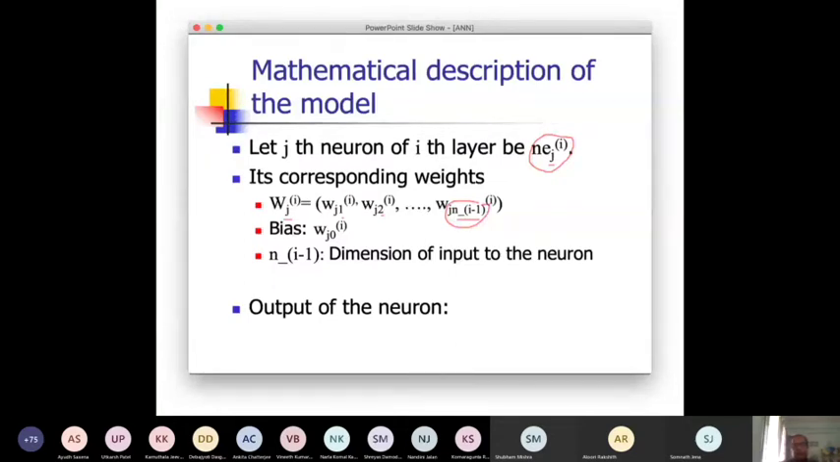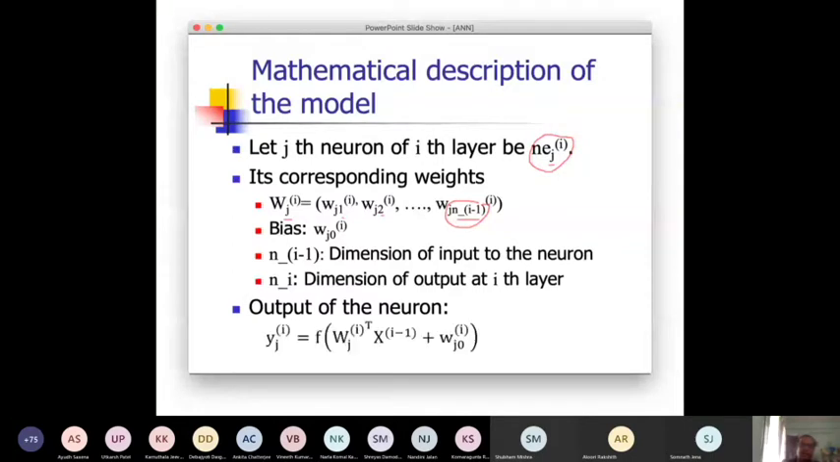And this is the dimension of input to the neuron. Because the input is coming from the previous layer, the number of nodes in the previous layer is n_(i-1). So naturally, the input dimension is n_(i-1). Similarly, the dimension of output at the ith layer would be n_i as per our notation. So these are all notations. I'm consistent with my subscript notation, and I'm just explaining them.